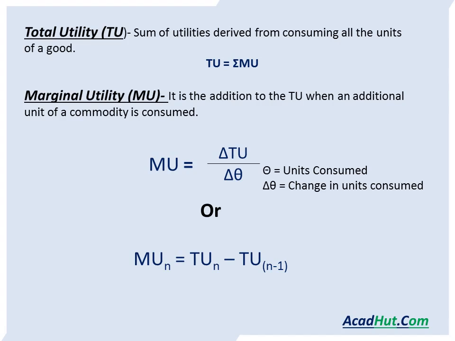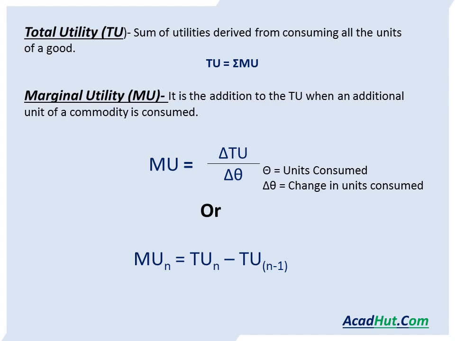Now, next is marginal utility. What is marginal utility? It is the addition to the TU when an additional unit of a commodity is consumed. That means as soon as you consume the next unit of a commodity, that will give you additional utility, that is MU. MU can be written in the following form. MU is equal to change in TU upon change in units consumed, or it can be written as MU of n equals to TU of n minus TU of n minus 1, and n stands for the number of units consumed.